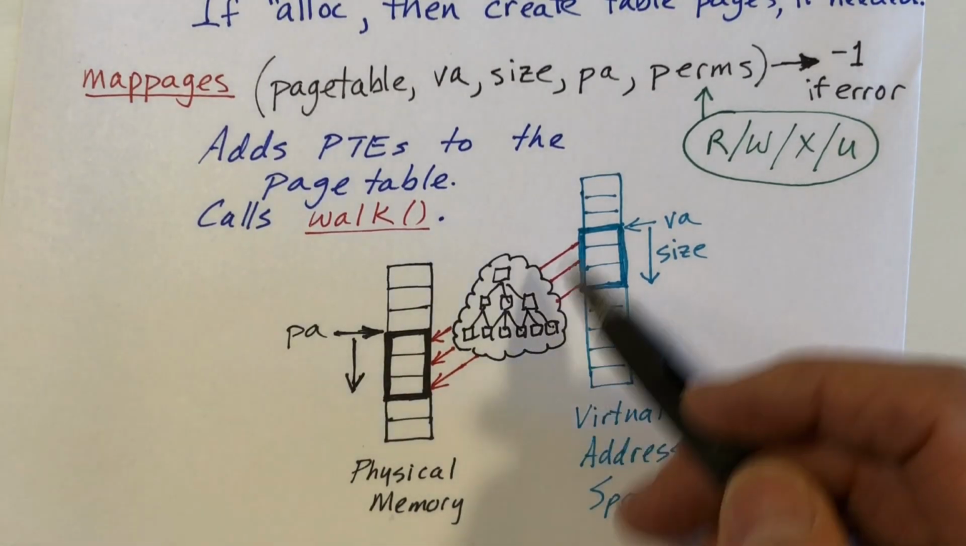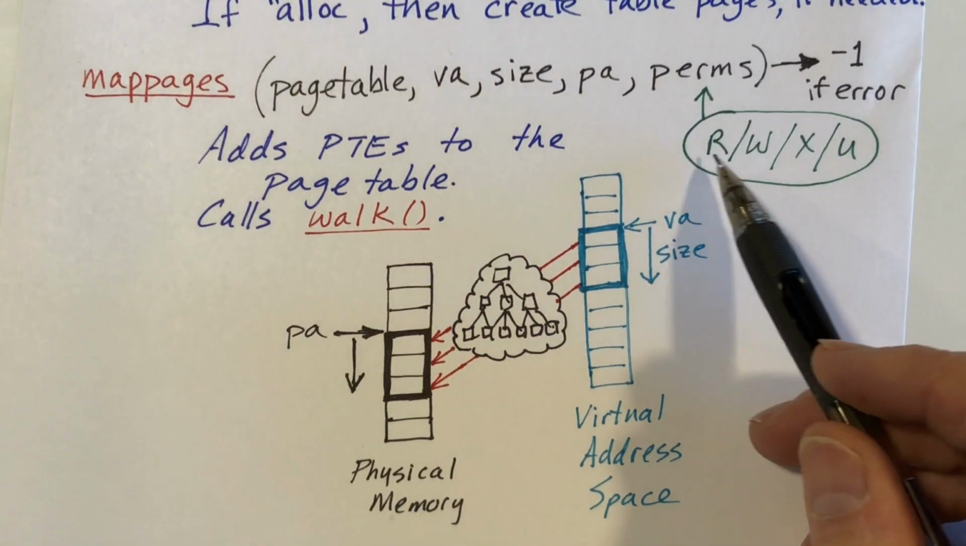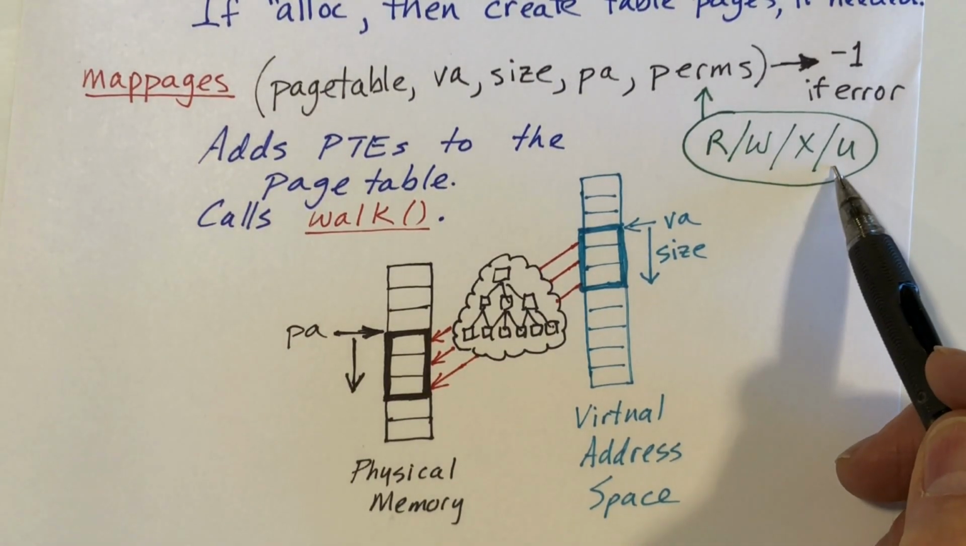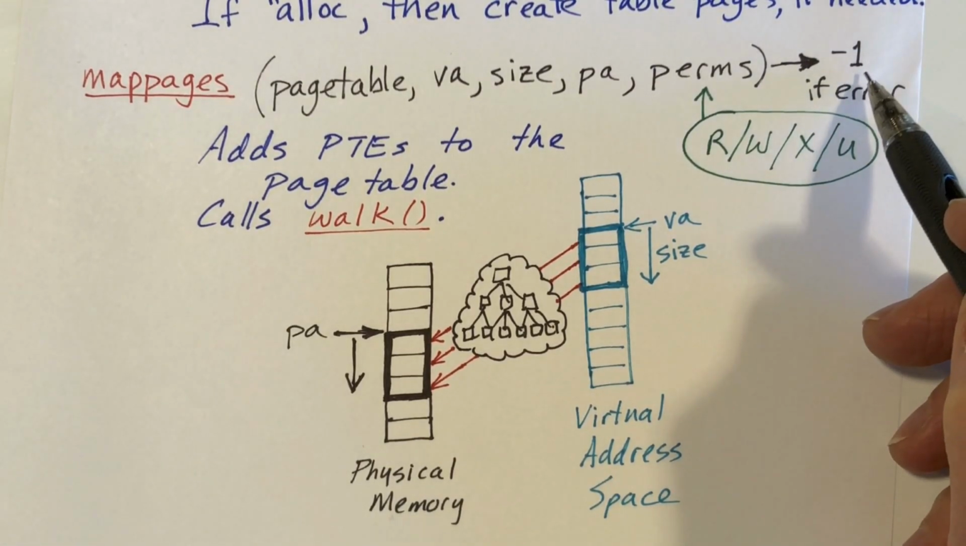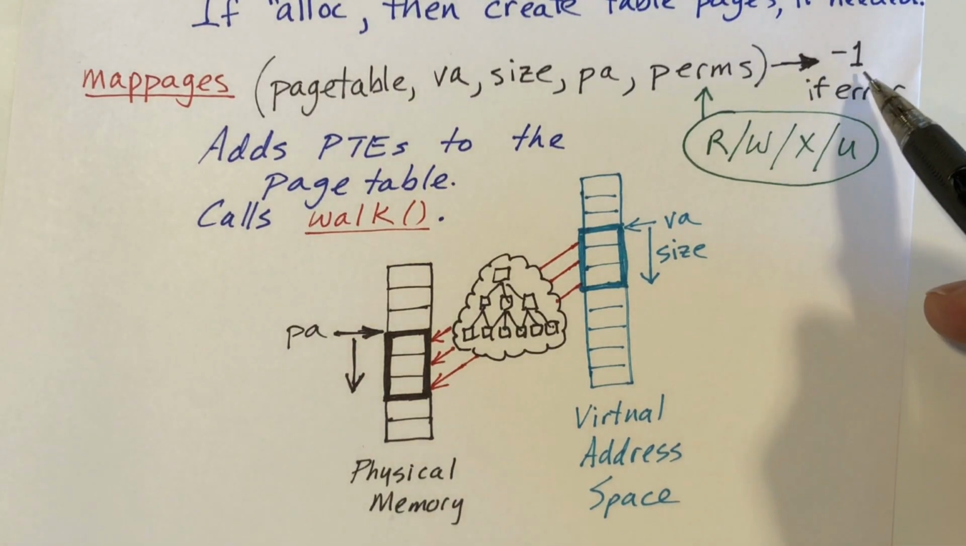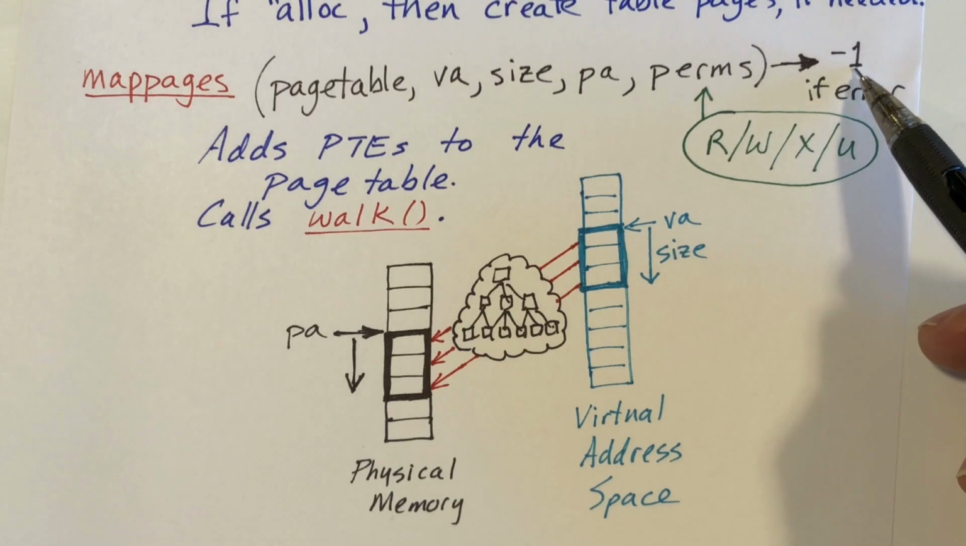The mappings will be given the permissions that are given by the last argument: read, write, executable, and accessible in user mode. If there's a problem, this function will return -1, otherwise 0. It's oftentimes the case with the xv6 kernel functions that if there's a problem, the function will return -1, and if everything's okay, it will return 0.